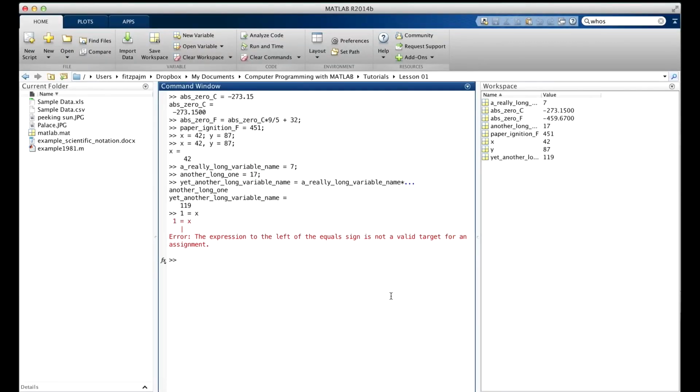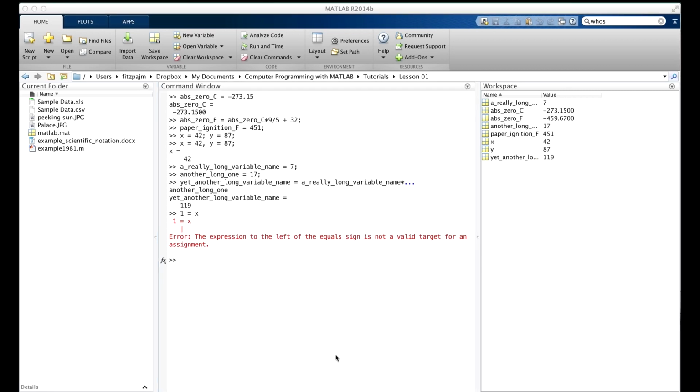As we said, the syntax of a command is its form. The semantics of a command is its meaning. An example of semantics is this. Suppose we want to swap the values that are in x and y. First, note that the current value of x is 42 and the current value of y is 87.